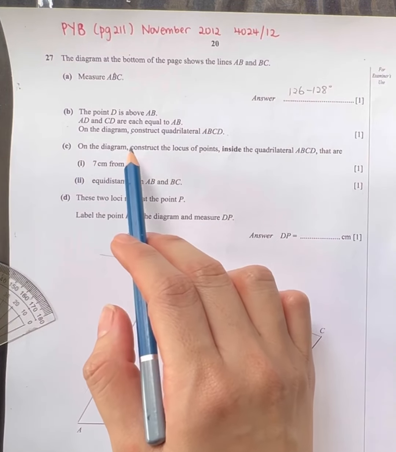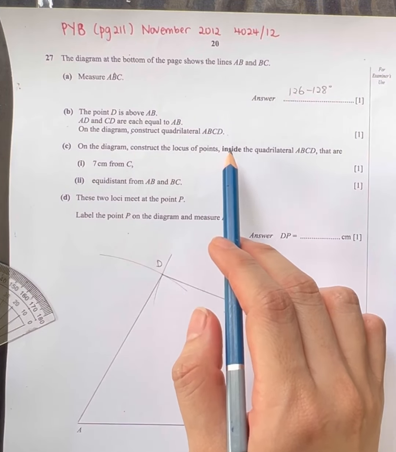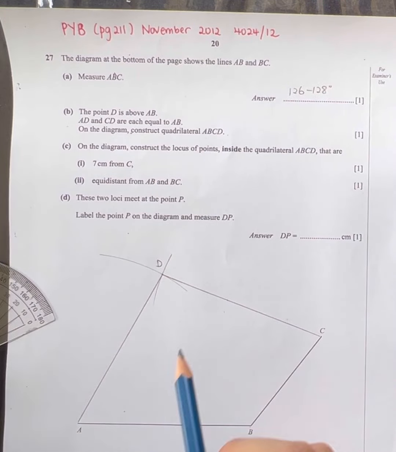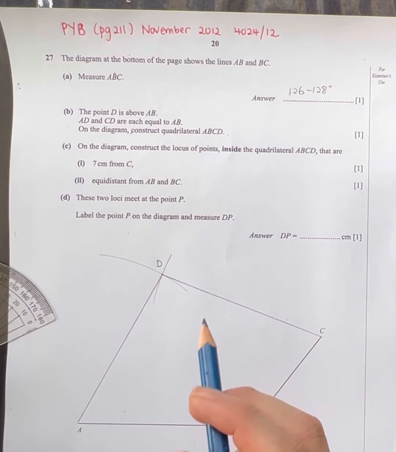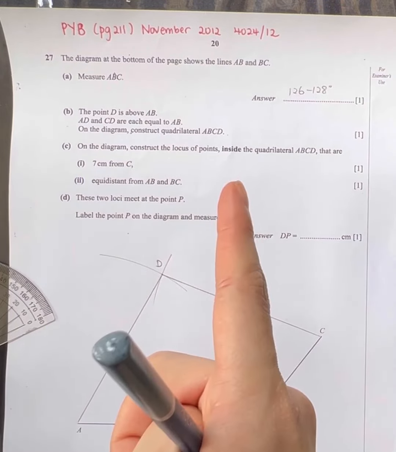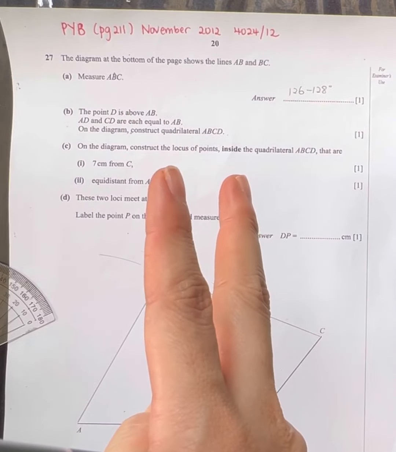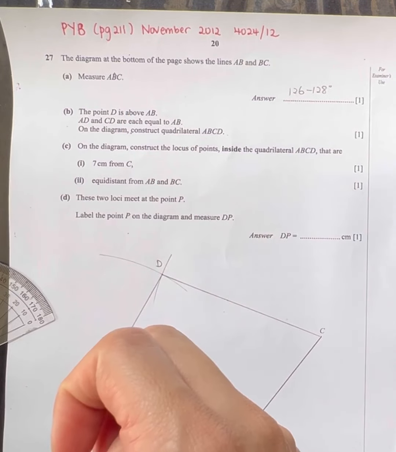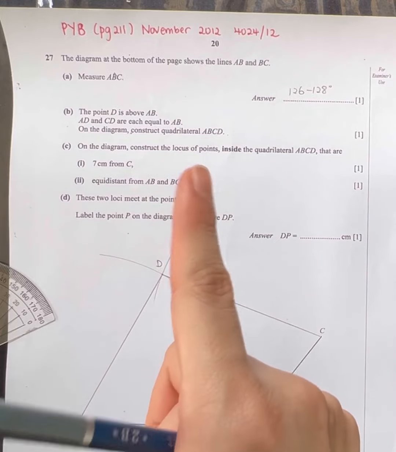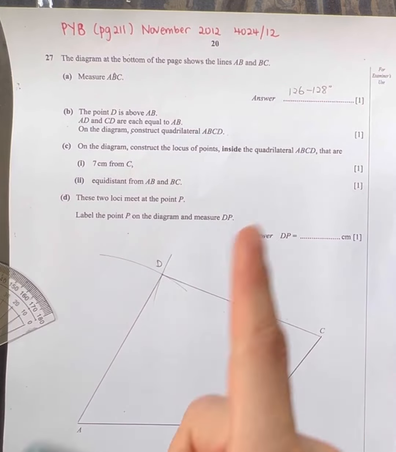Part C, we have done part B already. On the diagram, construct the locus of points inside the quadrilateral. The locus of points is what you have drawn in the previous lessons. There are 4 types of locus, if you remember. The first one is drawing a circle. The second one is parallel lines with 2 semicircles. And the third and fourth are the angle bisector and the perpendicular bisector.